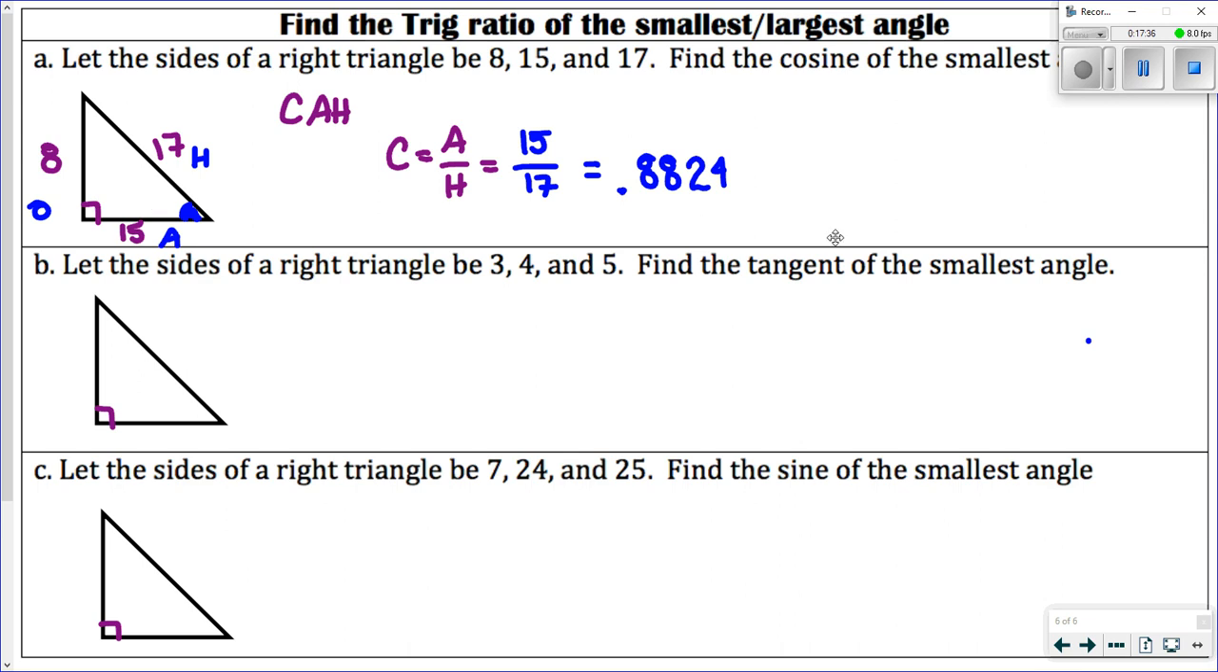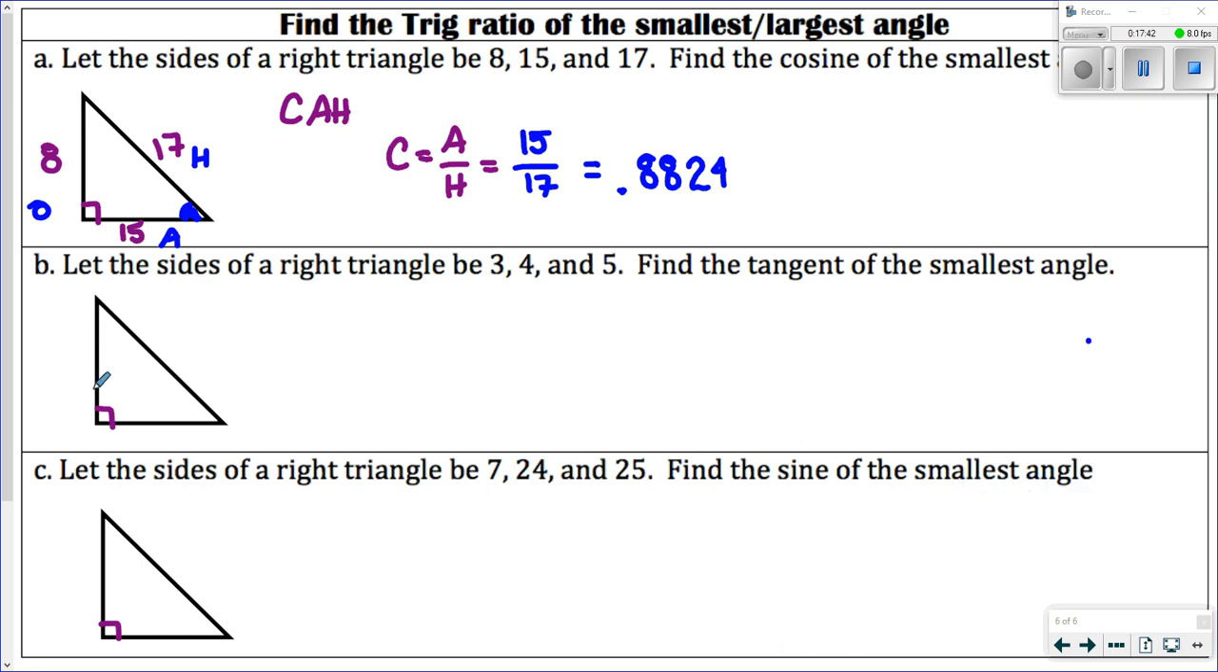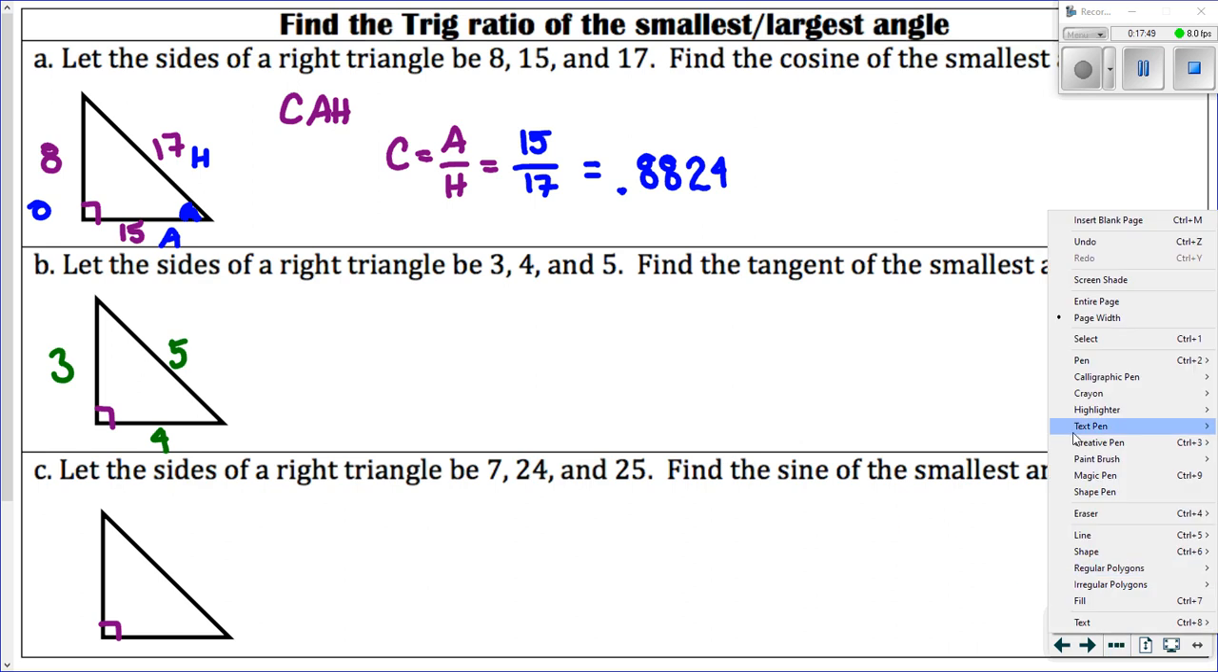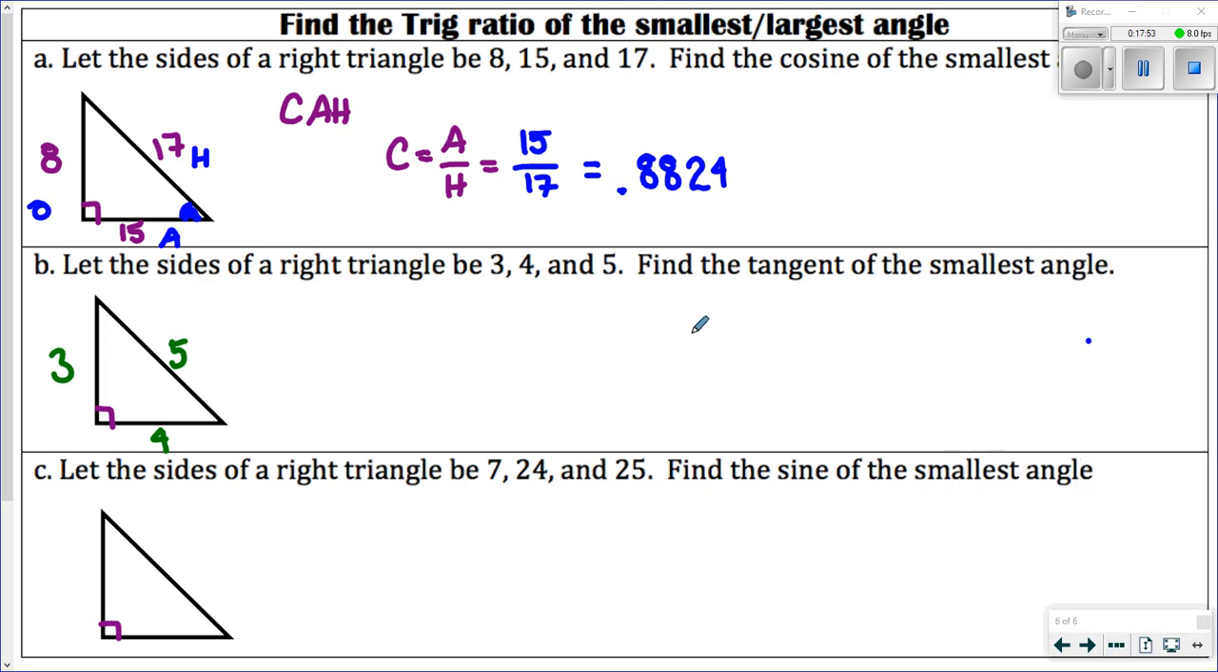All right, so for the next one, it says let the sides of a right triangle be 3, 4, 5. We all know that that is a right triangle. Put the 2 smallest sides for the legs, and the hypotenuse is 5. And then I'm going to label it. So it says find the tangent of the smallest angle.